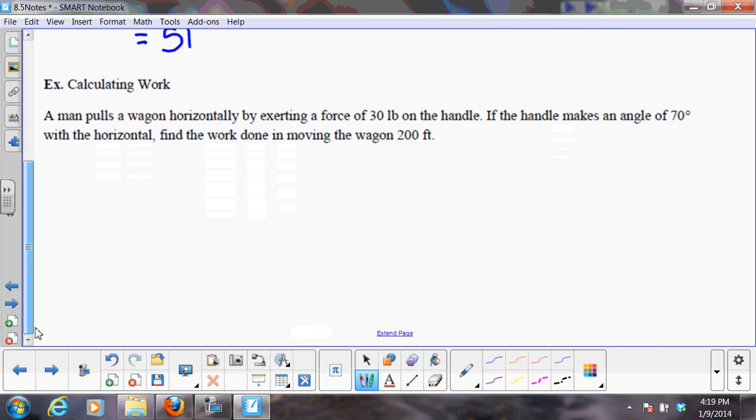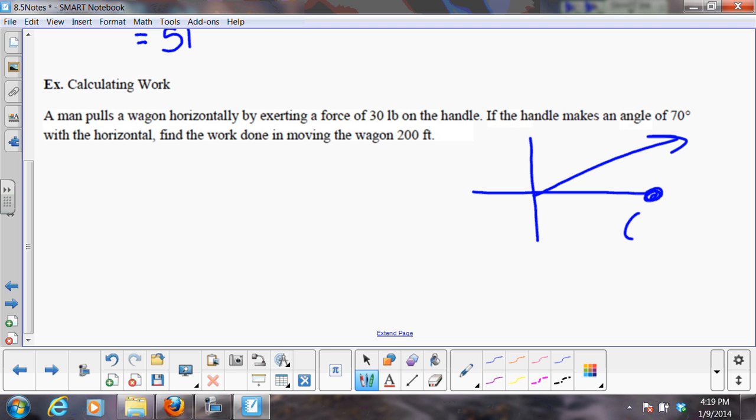Another calculating work one. A man pulls a wagon horizontally by exerting a force of 30 pounds on the handle. The handle makes a 70 degree angle with the horizontal. Find the work done moving the wagon 200 feet. All right. So we're going that way. We're moving it 200 feet. So this is going to be 200, 0. This is 70 degrees.